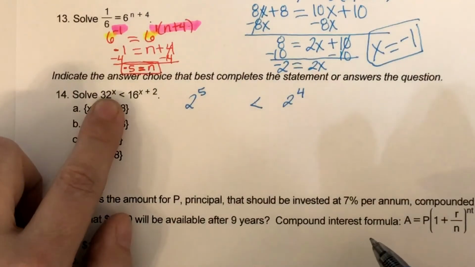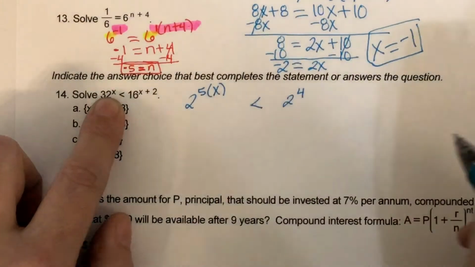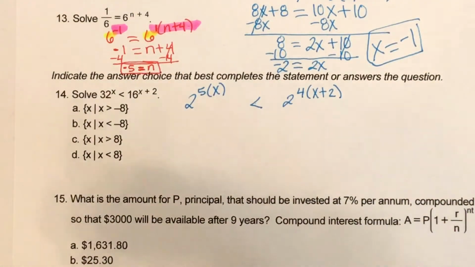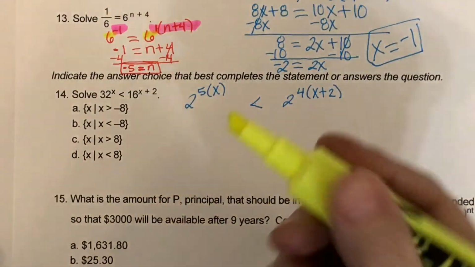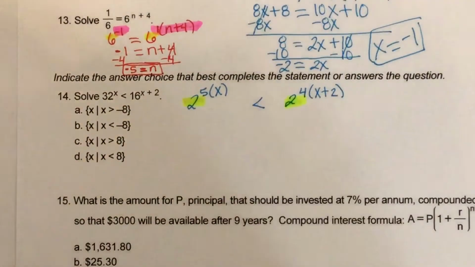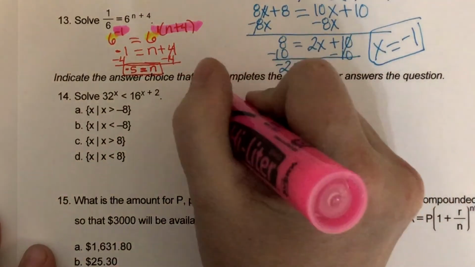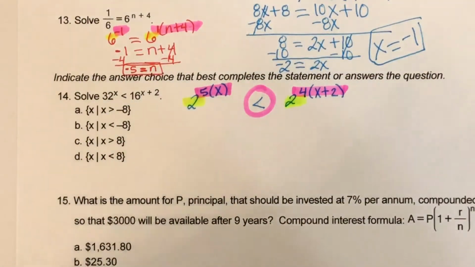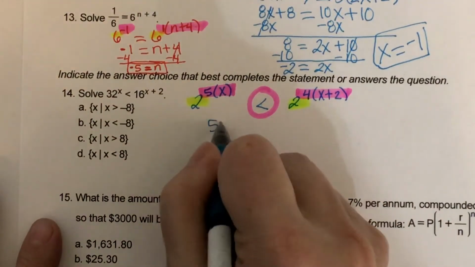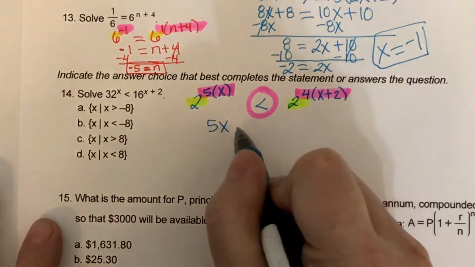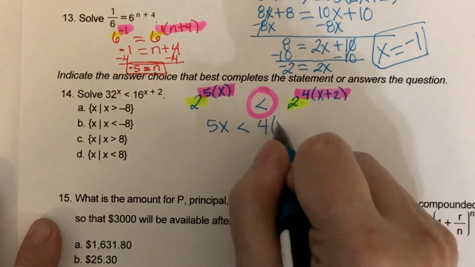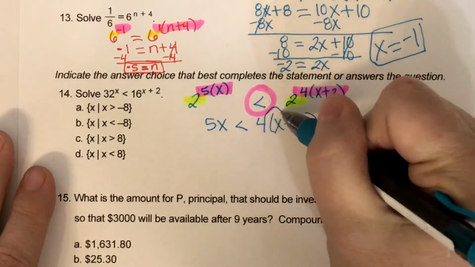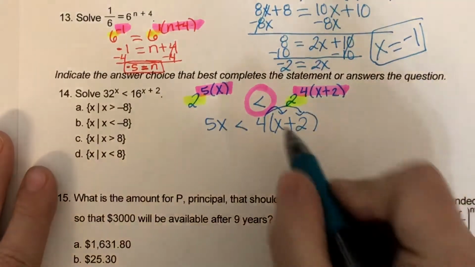All right, now let's write our exponents. So this exponent I'm going to put in parentheses, and this exponent I'm going to put in parentheses. Okay, so I've got my bases the same. So now we're going to work with our exponent. So this exponent this time will be less than this exponent. So 5 times x, or 5x, is less than 4 times the quantity x plus 2. Okay, let's distribute that 4 to get rid of the parentheses. That makes 4x plus 8.